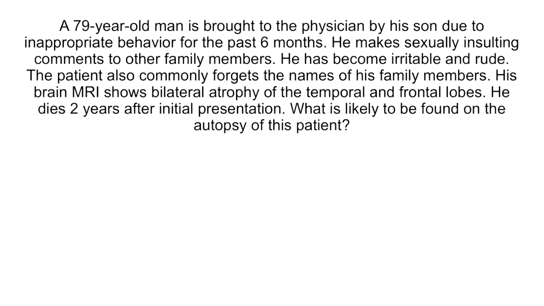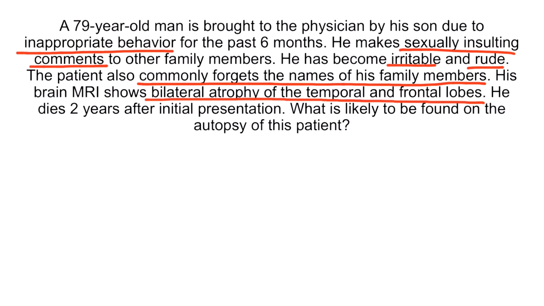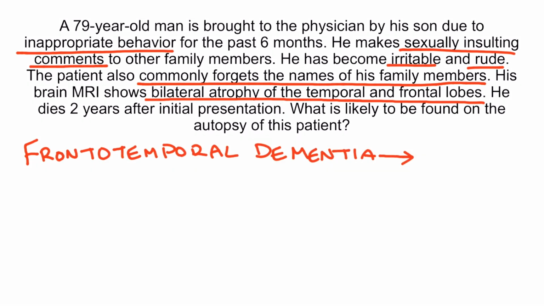This patient presents with inappropriate behavior for the past 6 months. He makes sexually insulting comments to other family members. He's become irritable and rude. The patient also commonly forgets the names of his family members. These findings are consistent with the early onset personality changes along with dementia. His brain MRI shows bilateral atrophy of temporal and frontal lobes. All these clues support the diagnosis of frontotemporal dementia, previously known as Pick's disease.